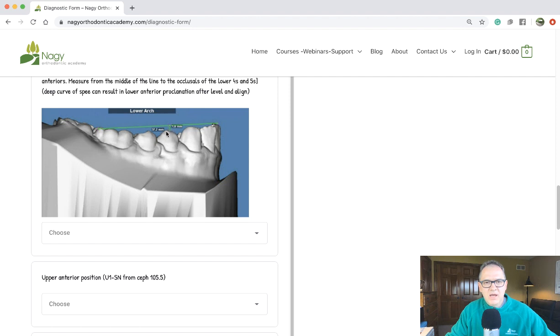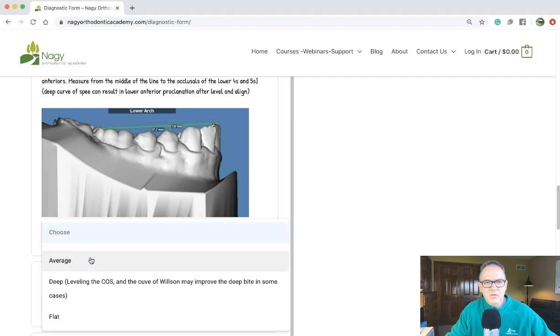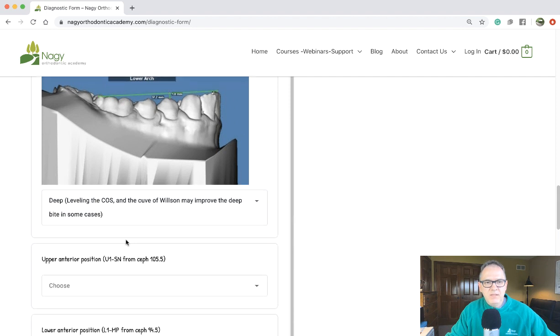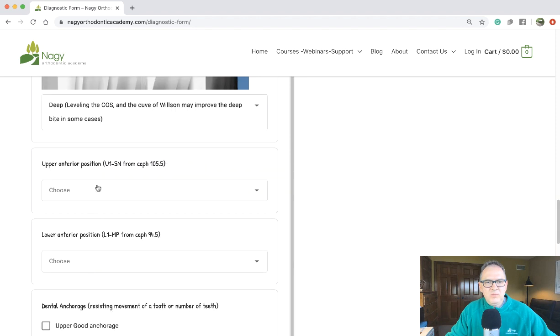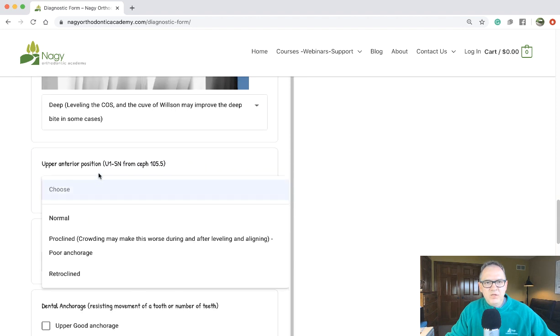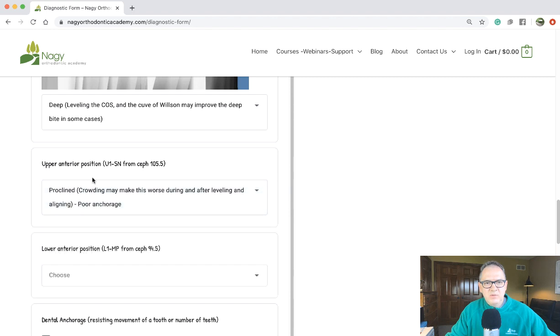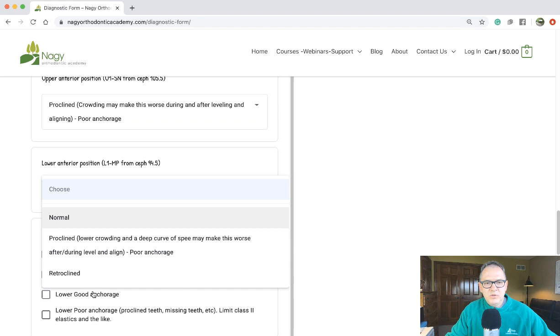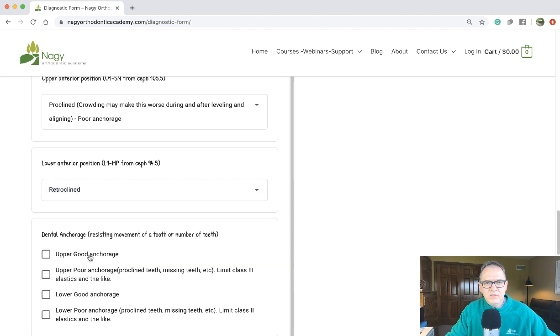Curve of Spee, so if you connect central incisors to the lower 6, how deep the arch is from this line at the premolar, okay? So you're going to say average, deep, flat. A lot of people have a deep curve of Spee and a deep bite. Upper anterior position, so here you're going to say, is it normal, proclined, retroclined? So that's the upper ones. You measure it with the upper one to SN, and let's say upper teeth are proclined. Lower anterior position, these are normal, proclined, or retroclined. Okay, so that's going to be the information here.